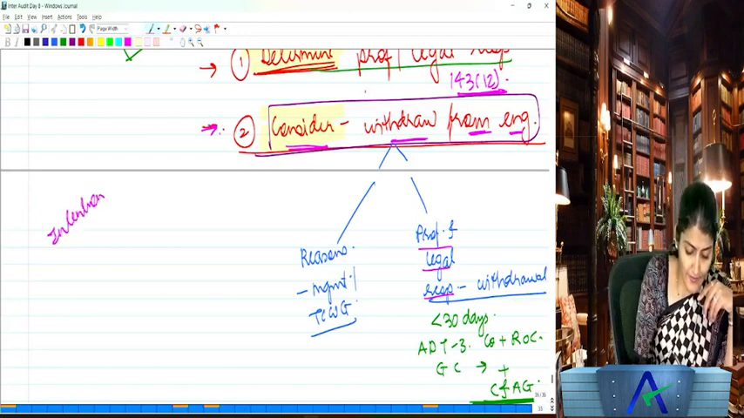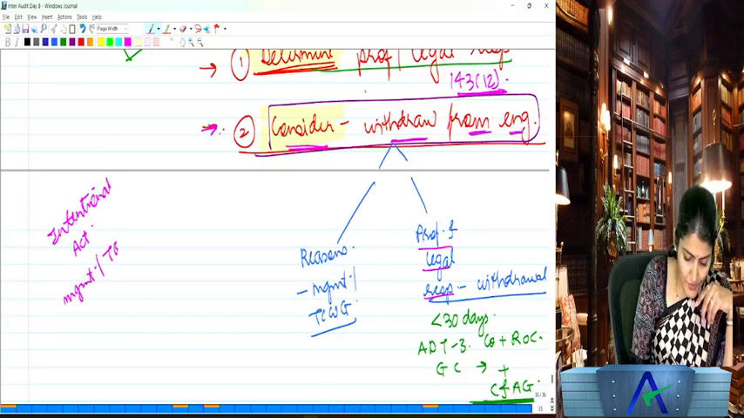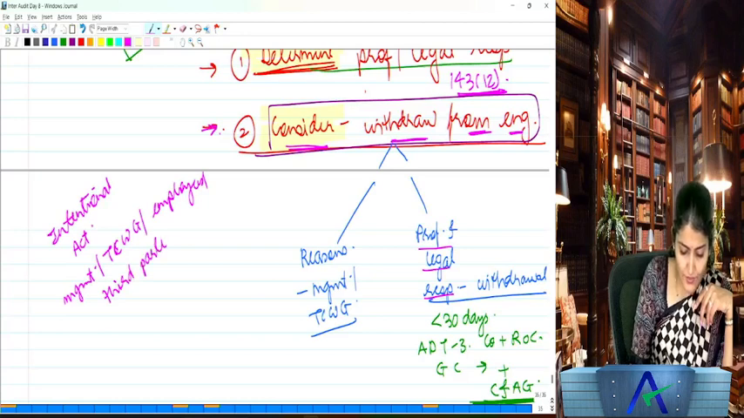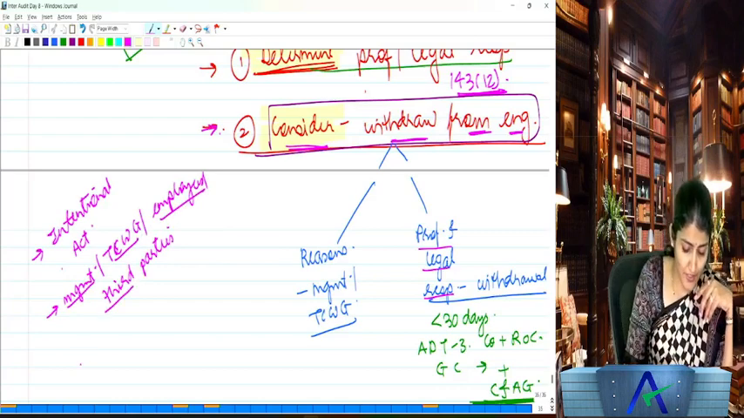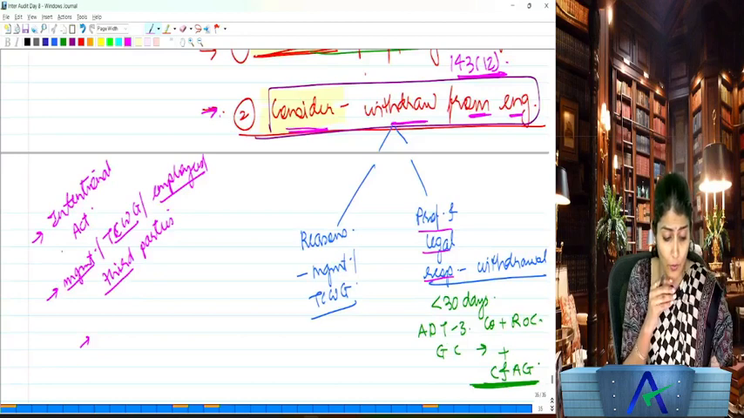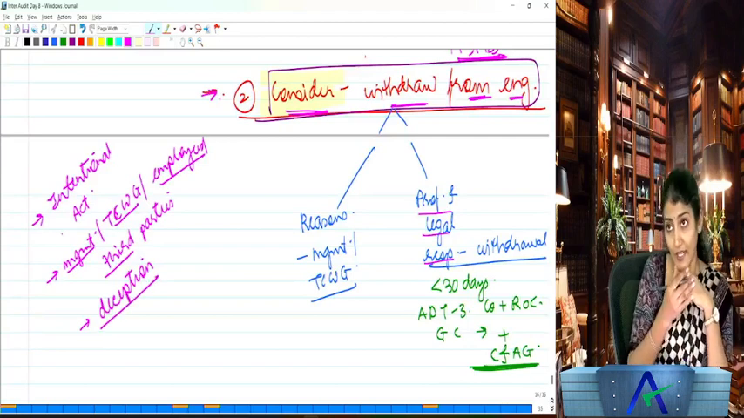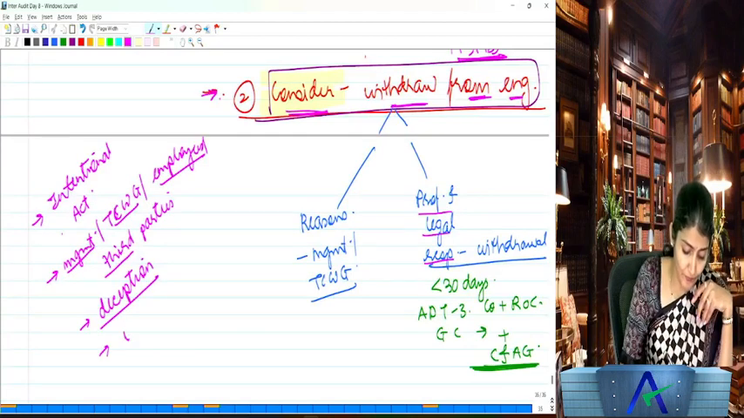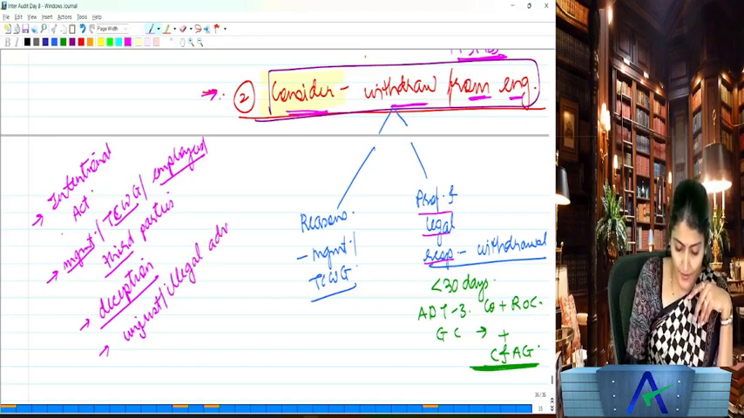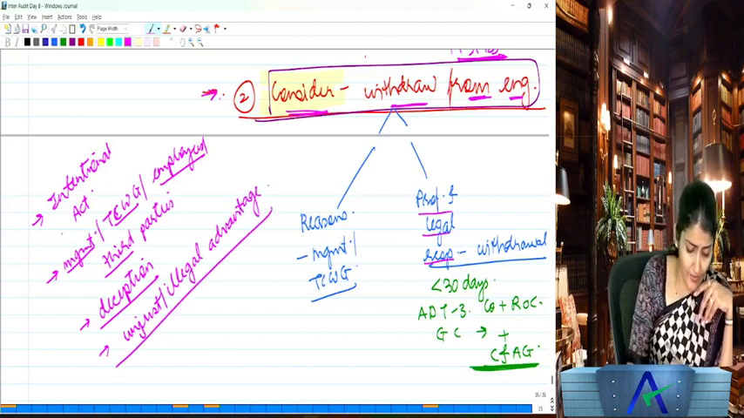Fraud is an intentional act by management, TCWG, employees, or third parties. Why are they doing this intentional act? An intentional act by one or more individuals among management, TCWG, employees, or third parties. How do they do the fraud? Involving the use of deception. What is deception? Cheating. And why cheating? To obtain an unjust or an illegal advantage.